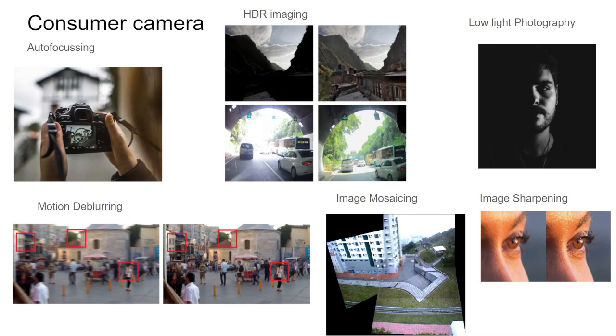Then comes image mosaicing. Image mosaicing is connecting different pieces of images to get a high field of view. So you can't simply stitch them, but we have to use some transformation. So this is image mosaicing. Then image sharpening, that you have already known.